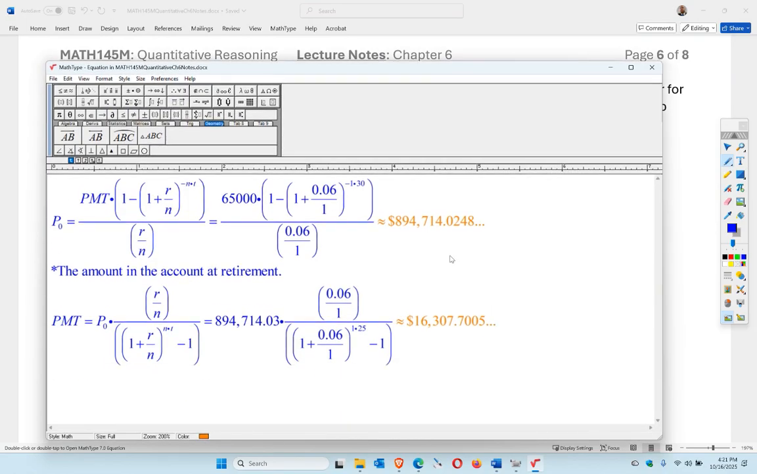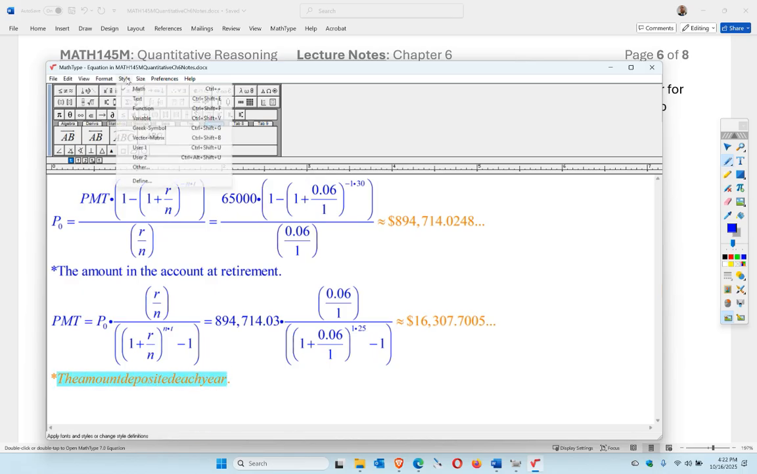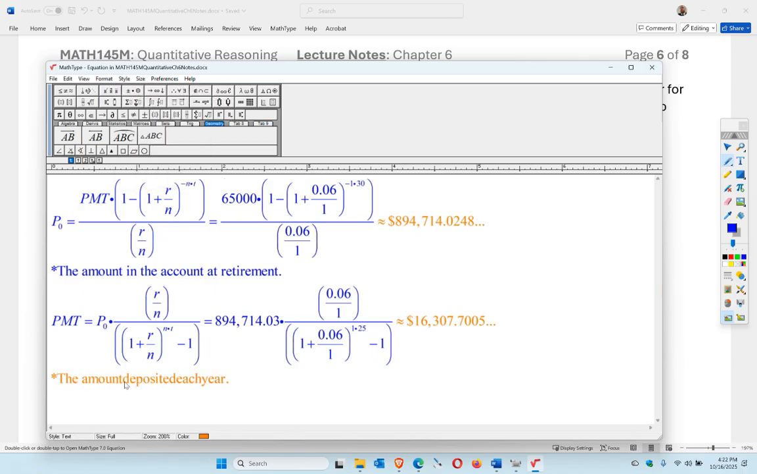So if I think about what this really is, asterisk is it's the amount deposited each year. Alright, let's change this to text. Style text. Before retirement, right? Because you have to deposit in this much per year. You can figure out the monthly one too if you just put a 12 in here instead, but that's not really what we're asking here. This is the amount in the account at retirement, which we needed to know, correct?